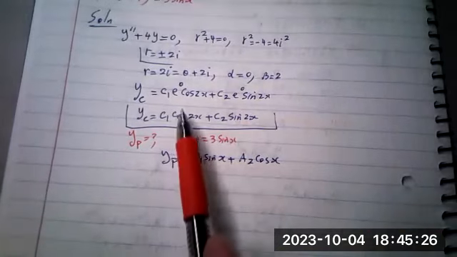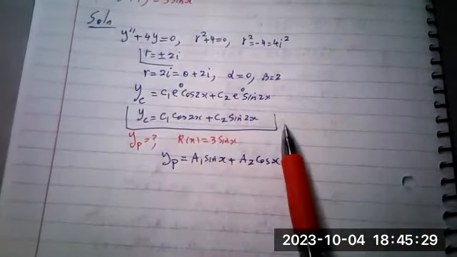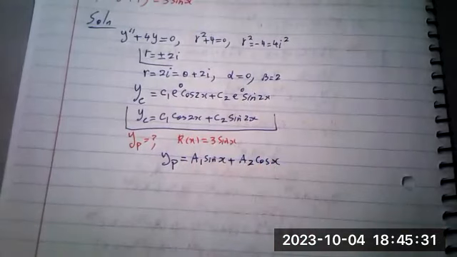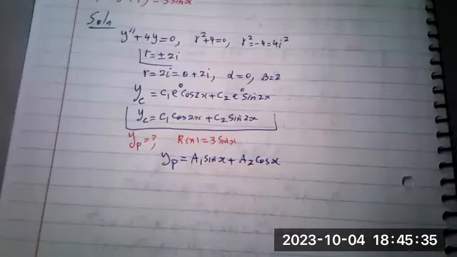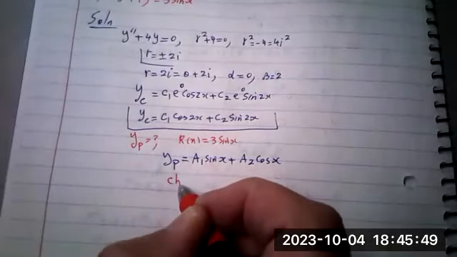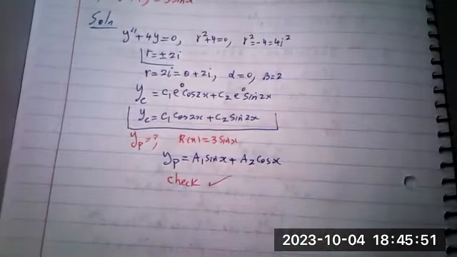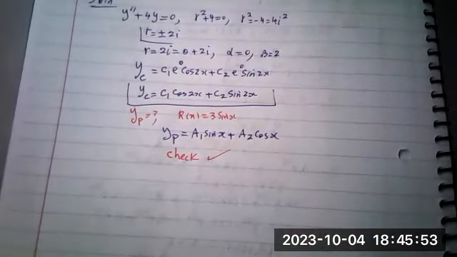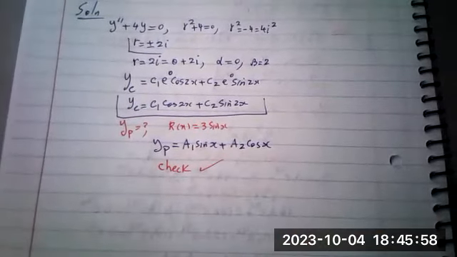You check to see if there is going to be any similarity or duplication. It's not, because that's a cosine of 2x and sine of 2x, but you have a sine and a cosine of x. If the given one was 3 sine of 2x, then you have to multiply everything by x. In this case, it's not. So very safe one. Okay, so the checking is completed. So we go with the first, the given one. Now you have to go back, substitute, and get this A1 and A2.